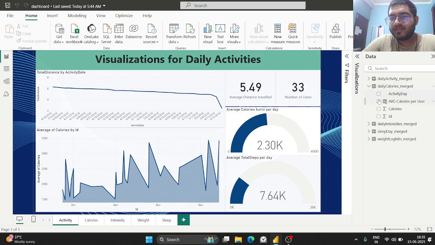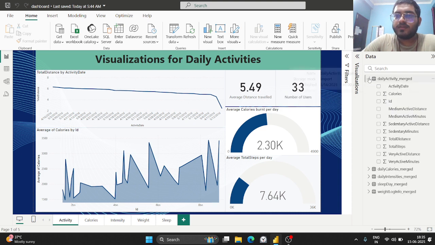For daily calories, I created average calories per user, and for daily activity merged, I did the same, creating the medium active distance and the medium active minutes by using the two columns, fairly and lightly, for the distance and minutes respectively.